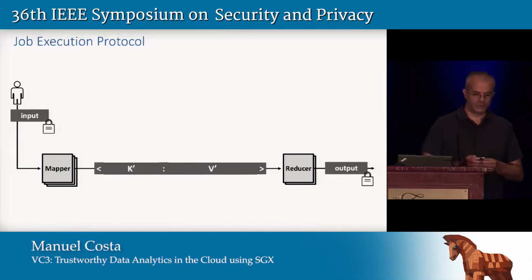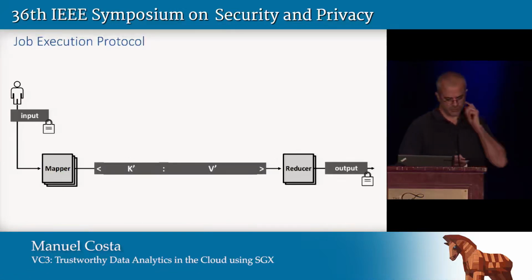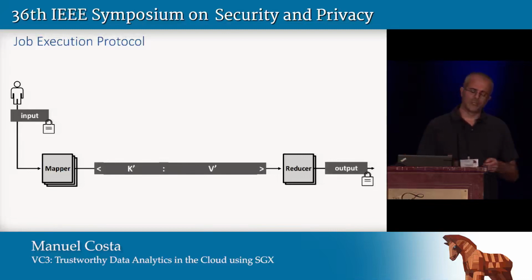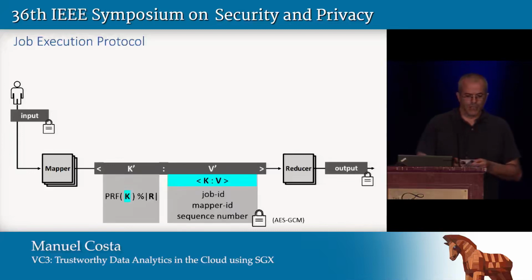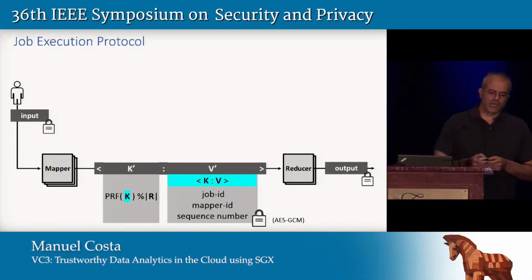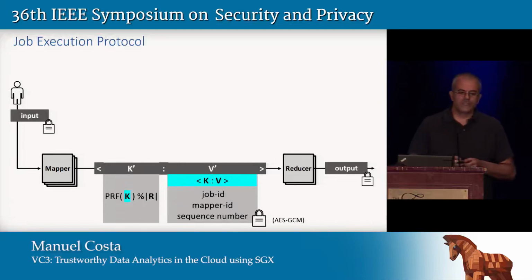So let me give you a little bit more detail on the job execution protocol. During the normal data analytics computation, the mappers will be producing these intermediate key value pairs to send to the reducers. So we change this, and we have a different format for these intermediate key value pairs.